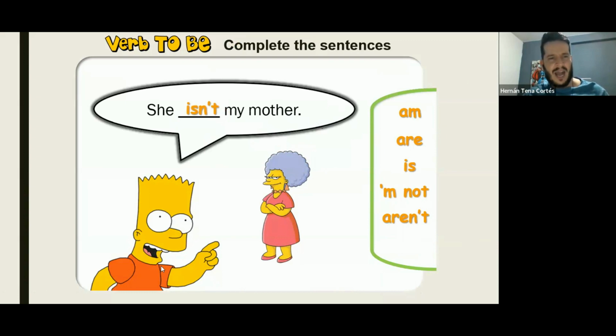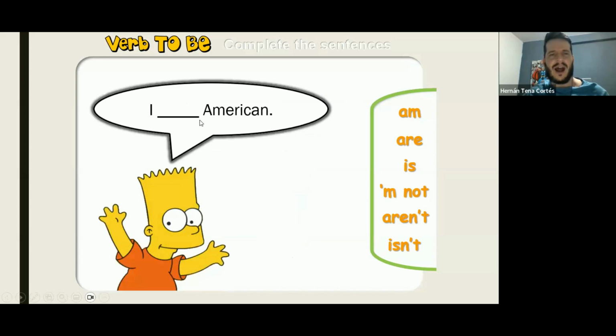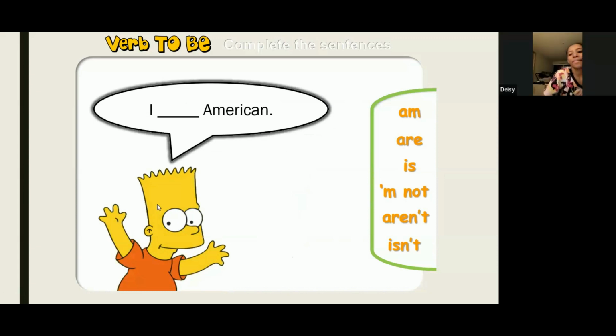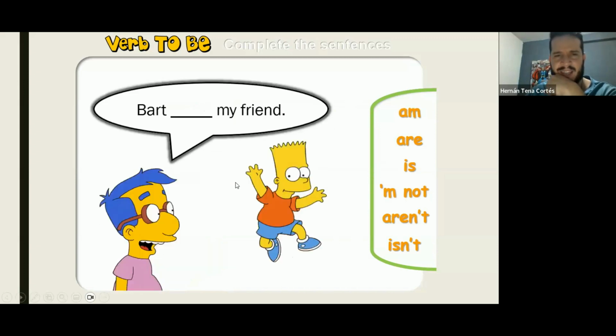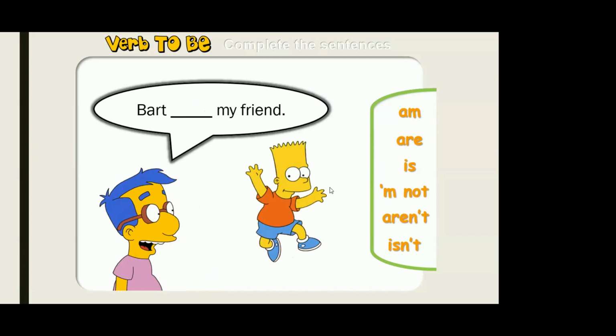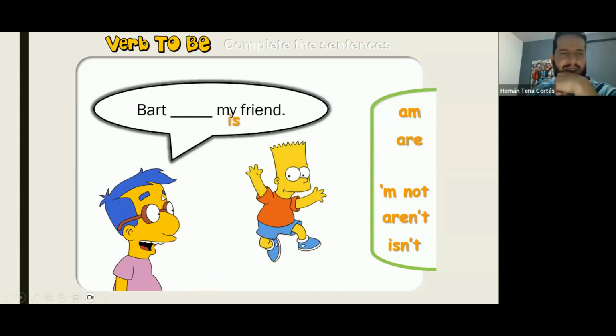Great job. I'm going to ask Daisy. Daisy, what do we use for this picture? I am American. ¿Cuál verbo to be podemos utilizar allí, Daisy? I am. Very good, Daisy. Correct. I am is correct. Good job, Daisy. All right. Enrique, it is your turn. Bart, my friend. ¿Cuál verbo to be podemos utilizar ahí, Enrique? Is. Bart is my friend. Correct. Very good, Enrique.